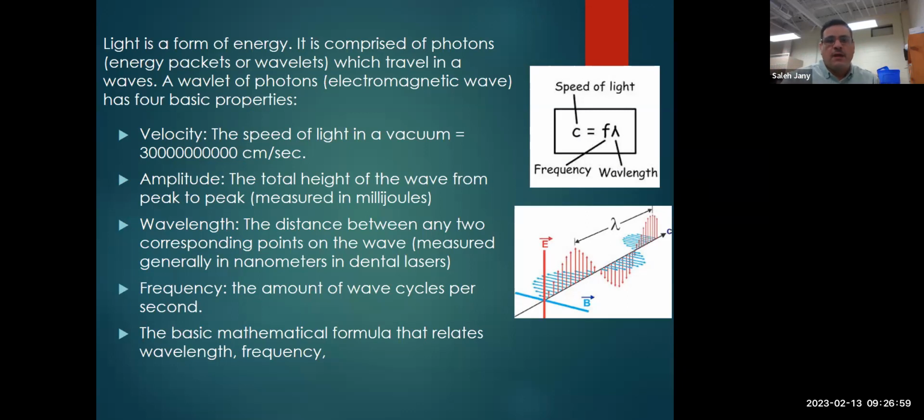Okay. So the light is an energy packet. It travels at the speed of light. It has amplitude, wavelength, and frequency, and this is the formula for the speed of light. The speed of light is 300,000.